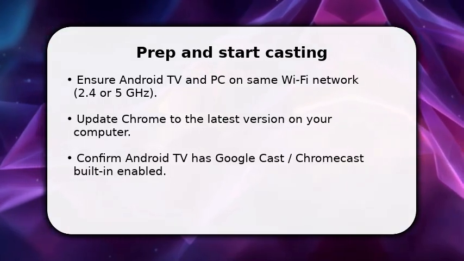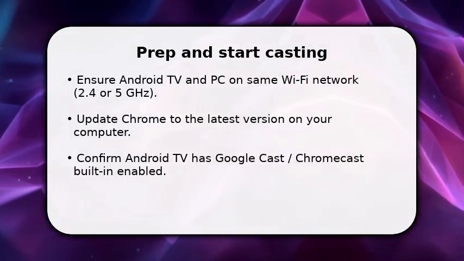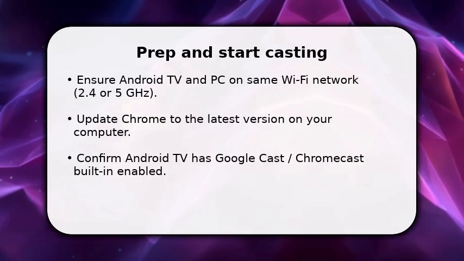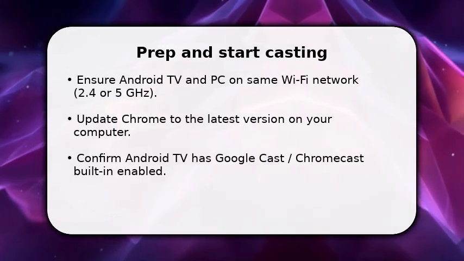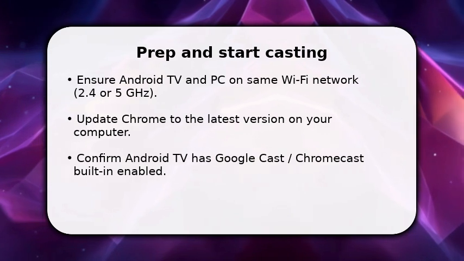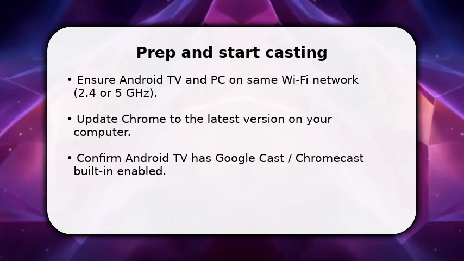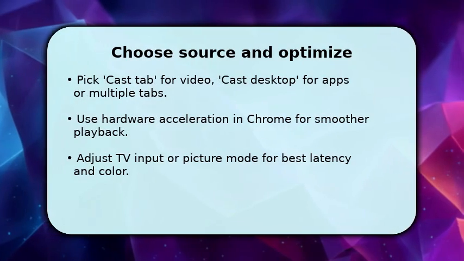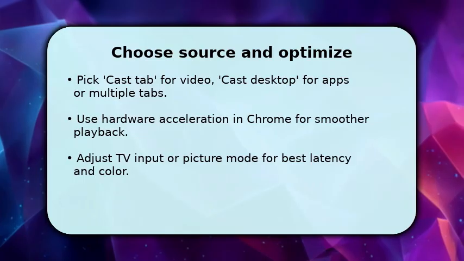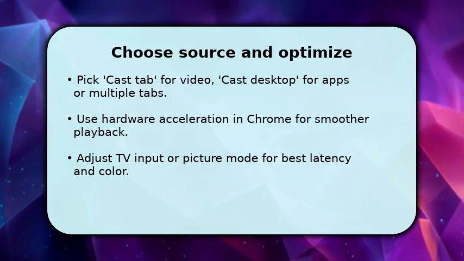You're initiating a cast session, not a remote desktop, so Chrome will handle tab or desktop streaming and negotiate audio automatically as soon as you accept the connection on the TV if prompted. Once Chrome finds the TV, choose your source. Cast a single tab for video, or pick Cast Desktop for full-screen apps and presentations.